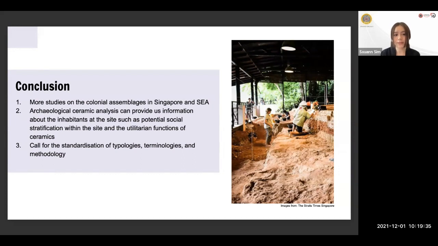Historical records of the period tend to only be documented by colonizers themselves, and historical records alone cannot really provide an accurate representation of the history of the communities who were colonized. In colonial Singapore, the day-to-day activities of local inhabitants were not really recorded. In fact, we don't really know much about the different groups of people living in Singapore during the colonial period. Ceramic studies are particularly useful in this aspect, considering that ceramics not only continue to dominate our assemblage, but they can also provide us information about inhabitants at a site. They can potentially also reveal social stratification within a site and also more utilitarian functions of ceramics.